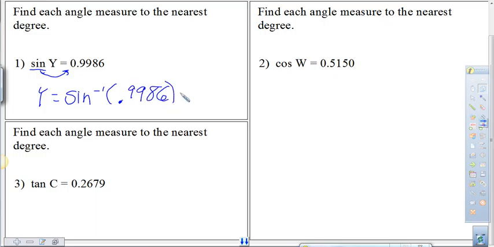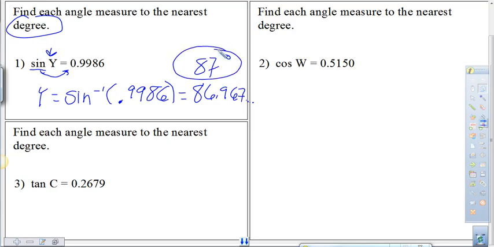0.9986. What that means for you is that anytime we're looking for the angle, you're going to hit the second button before you hit sine or cosine or tangent. When you do this in your calculator, you should get 86.967 and so on. It says to round to the nearest degree, so we're just going to write 87 degrees.